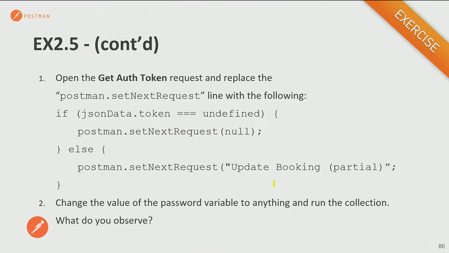And the way we're going to do that is basically on our get auth token request, we're going to replace that postman.setNextRequest line with the following conditional logic. So if the JSON data.token is undefined, in which case we never got a value for it, we set the next request to null, else we set it to update booking partial.